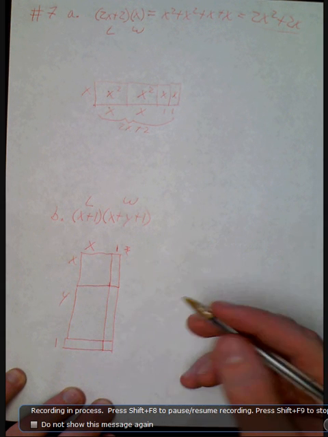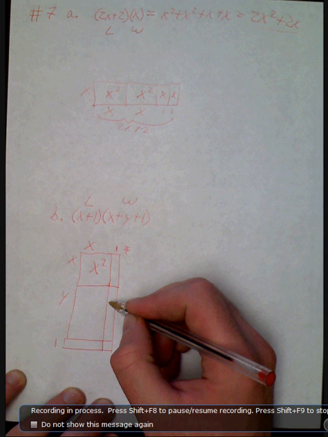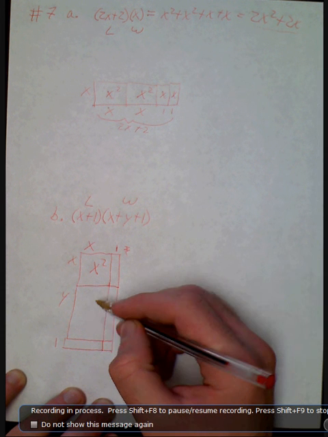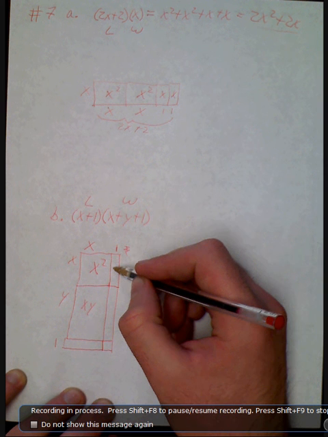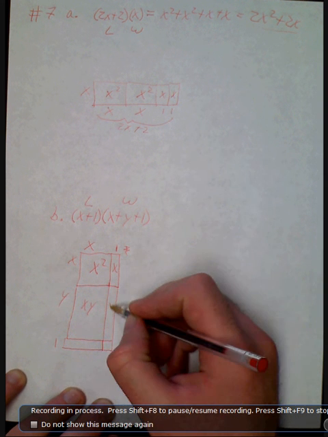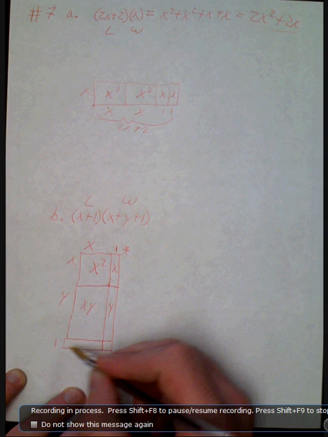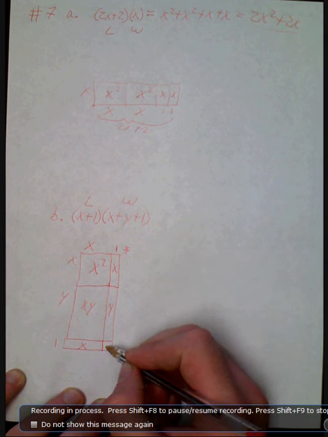So now we can start filling in the areas and what they are. This one here is x squared. X times y for this square would be xy. This rectangle here would be x times 1, which is x. Y times 1, which is y. X times 1, which is x. And 1 times 1, which is 1.